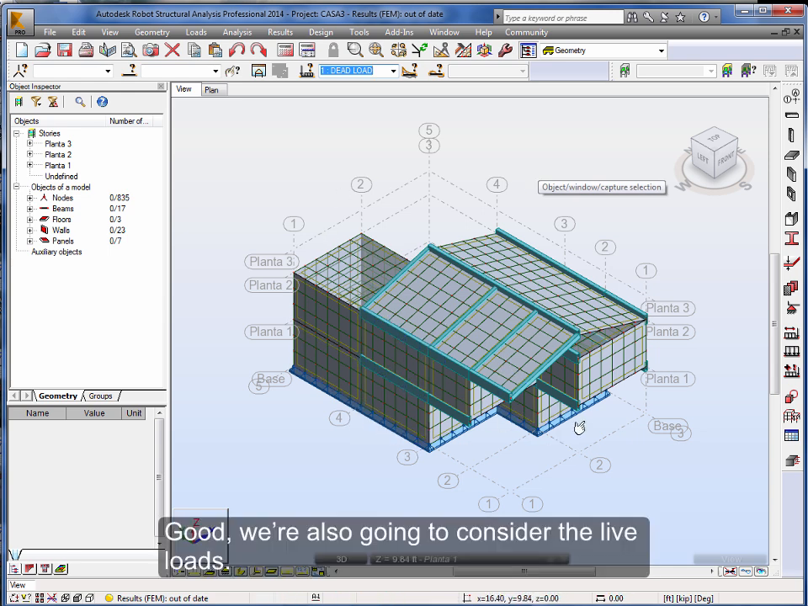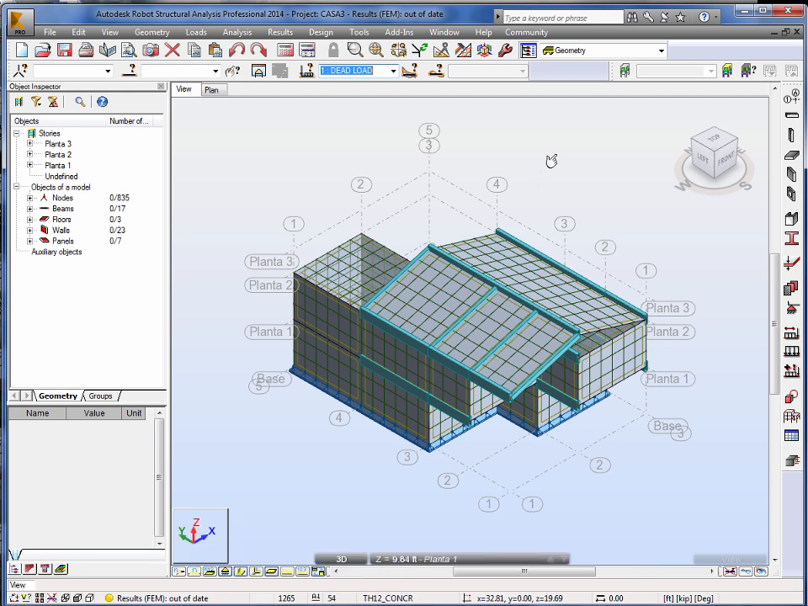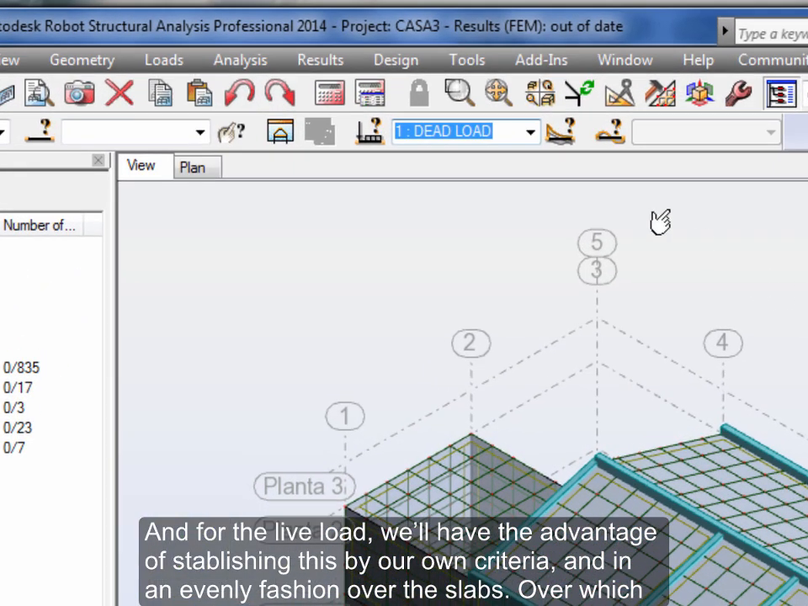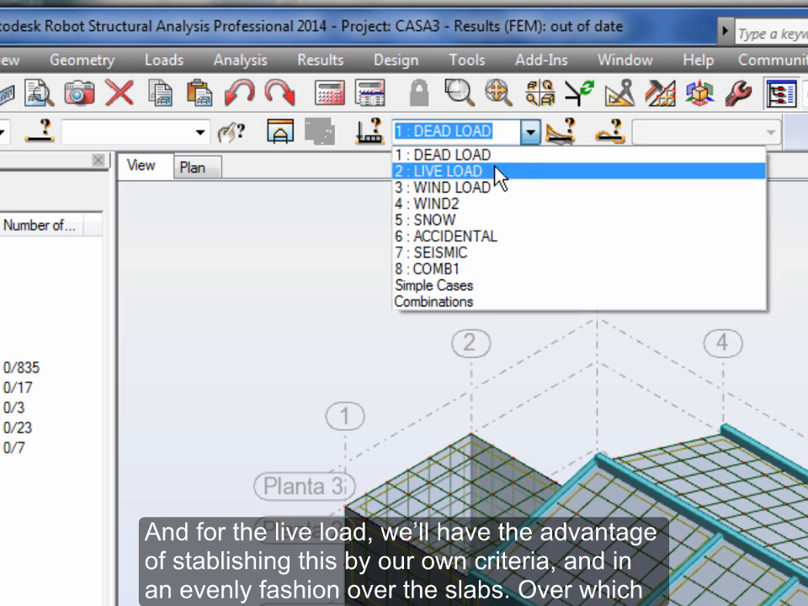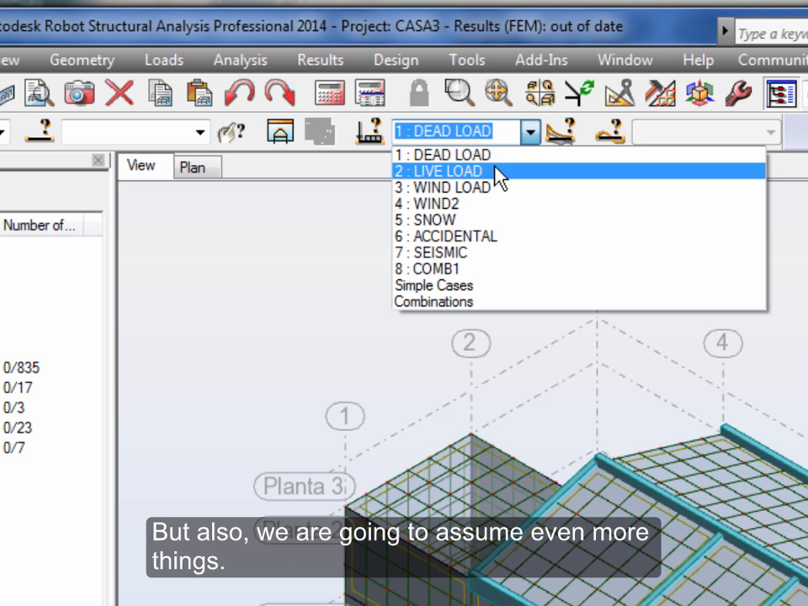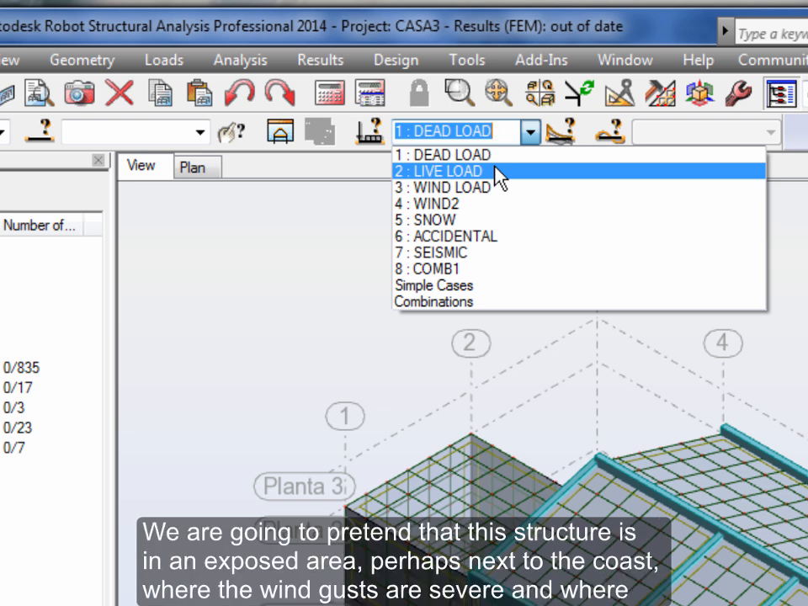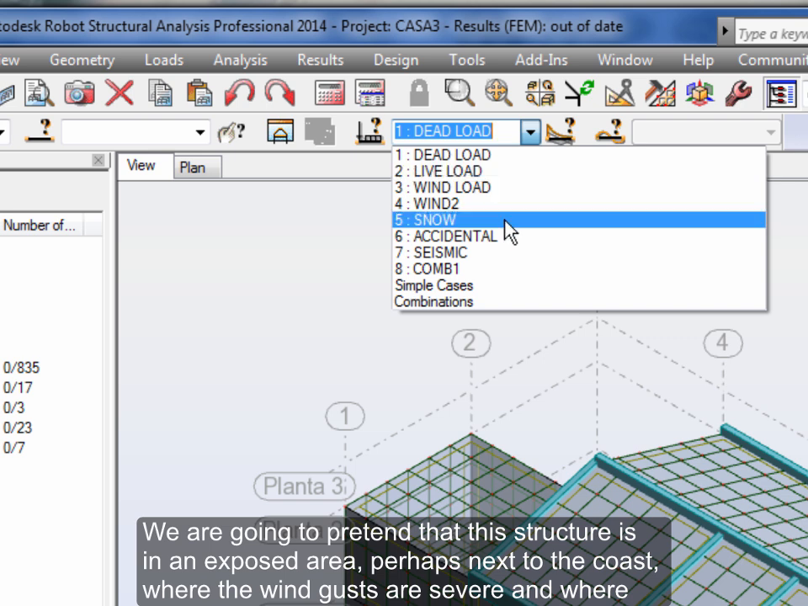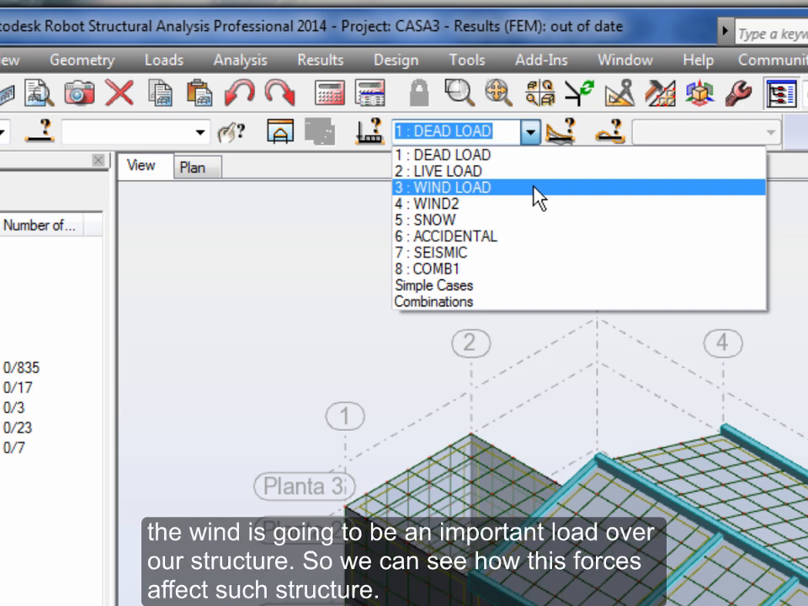Good. We are also going to consider the live loads. And for the live load, we'll have the advantage of establishing this by our own criteria, evenly over the slabs, over which we are going to consider a traffic of residents, or even some elements part of the furniture, or the equipment that this structure might have. But also, we are going to assume even more things. We are going to pretend that this structure is in an exposed area, perhaps next to the coast, where the wind gusts are severe, and where the wind is going to be an important load over our structure. So we can see how these forces affect such a structure.